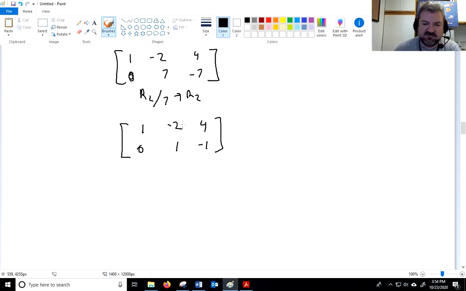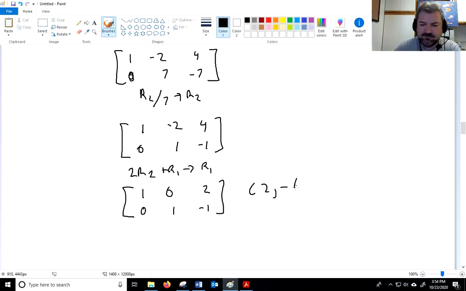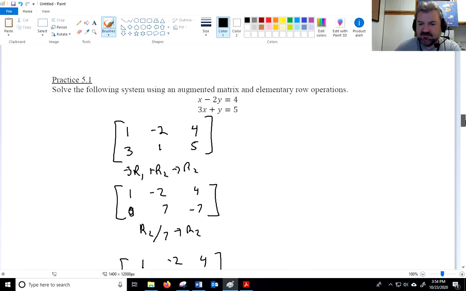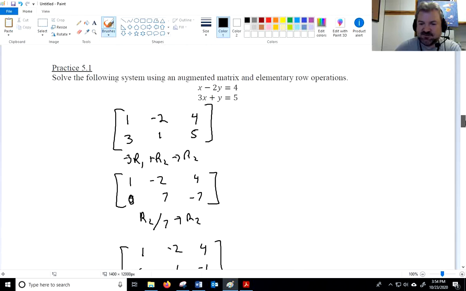But let's go ahead and just finish this off by getting a 0 here. So I'm going to multiply row 2 times 2 and add it to row 1 and store that in row 1. So 2 times 0 is 0, plus 1 is 1. 2 times 1 is 2, plus a negative 2 is 0. Negative 2 plus 4 is 2, and then I have this unchanged. So 2 comma negative 1. And we can plug it in and check. We have 2 plus 2 is 4, 6 minus 1 is 5.